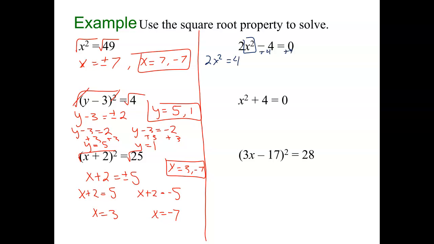Okay? Alright? Is the thing being squared by itself? Okay? What do I move next? Divide by 2. Is the thing being squared by itself? Yeah. So now I can go into my square root property. I can't square root 2, but it doesn't mean I can't do anything. It just is square root of 2. So I have x equals positive and negative square root of 2. Simplify as much as you can.